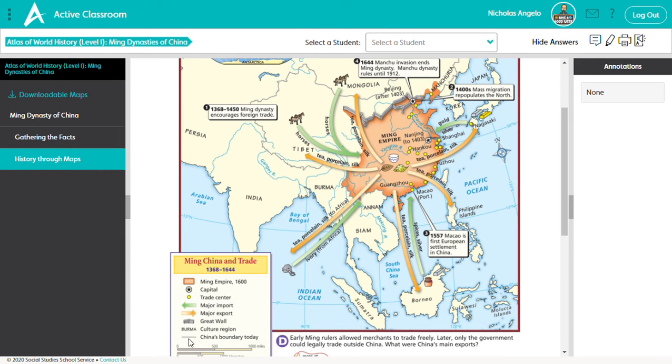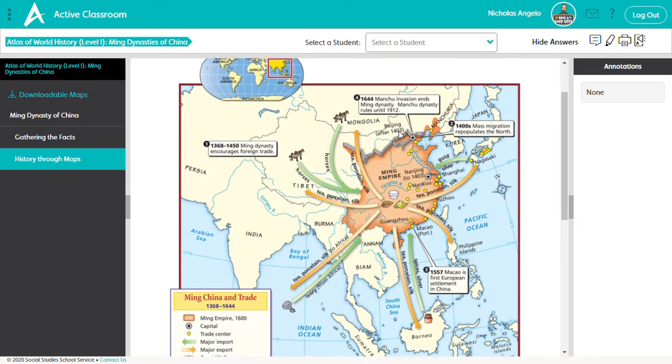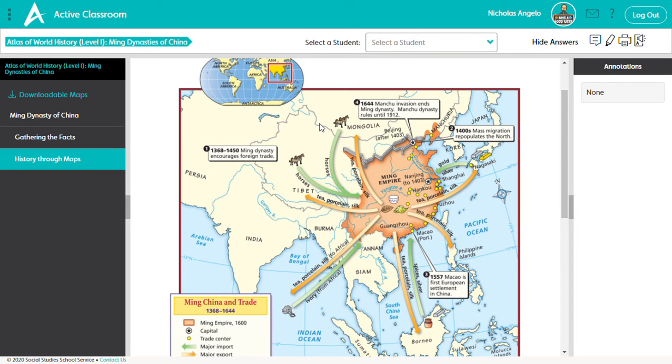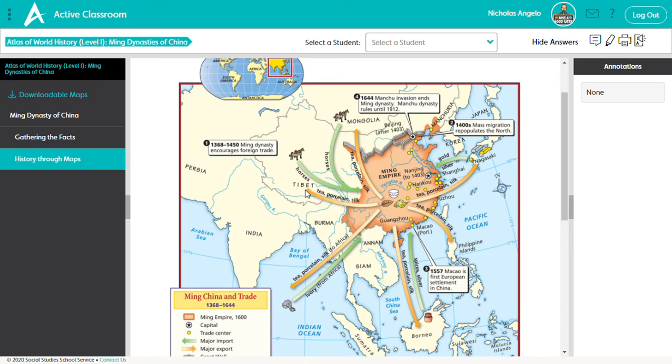And then the boundary of China today, if you look at the map, actually extends way beyond what the Ming were in charge of. This line shows you where modern day China is, all that territory. Okay, as far as the facts go, for number one, it says from 1368 to 1450, the Ming Dynasty encourages foreign trade, so they knew that would be beneficial for them economically.